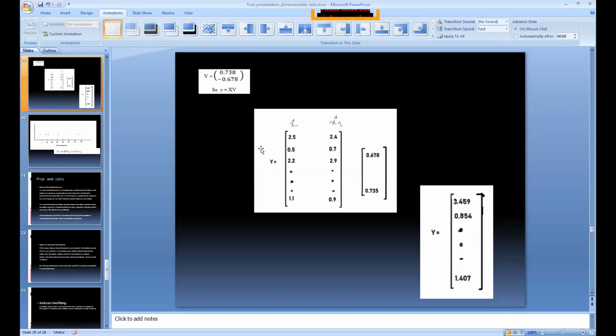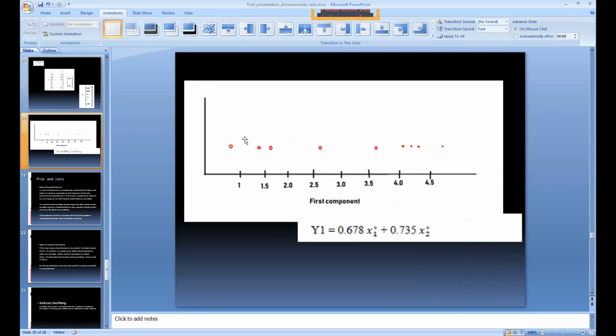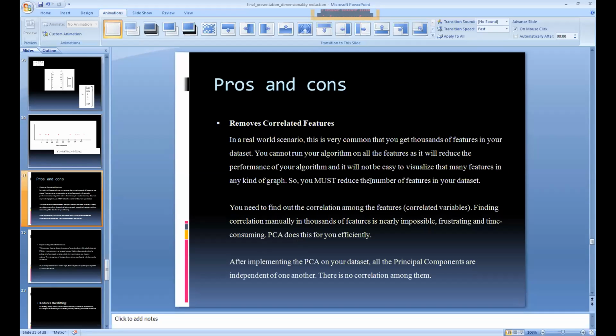Initially we had 2 dimensions. Look here, after we transformed it, it has only 1 dimension. This is the representation of the 1D vector along the first principal component. I hope everybody is clear with these principal component applications.